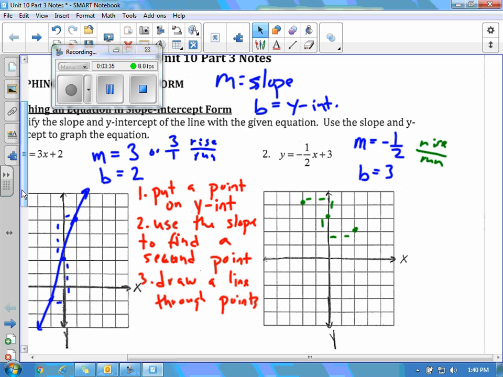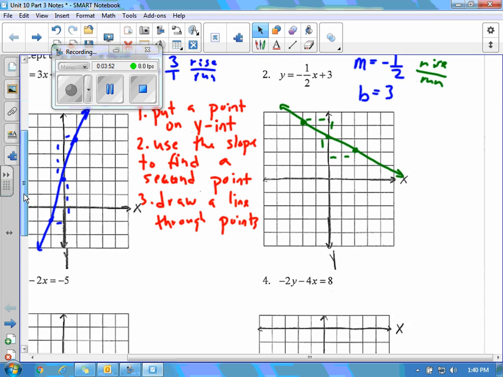So I put a point on my y-intercept, I use the slope to find the second point, and now I can draw my line through it. Again, remember a line goes on and on forever, so I need to go through the points and put arrows on the ends. Alright, let's move on to the next one.